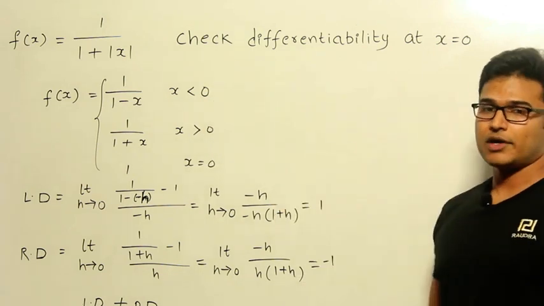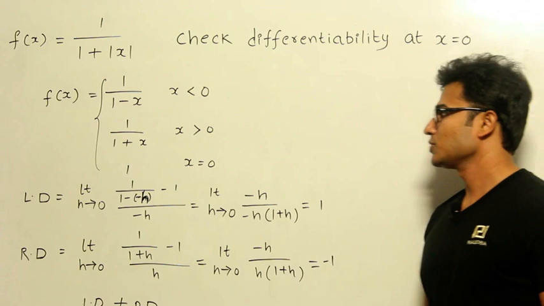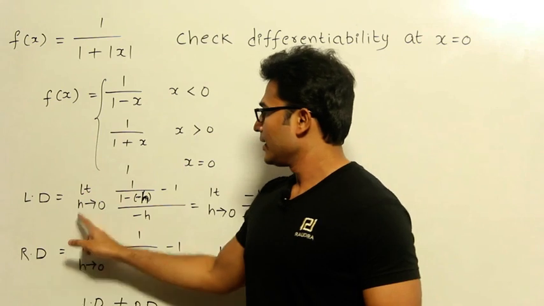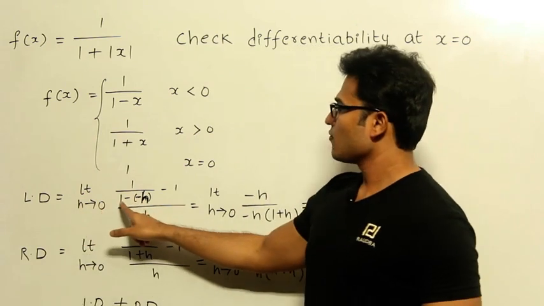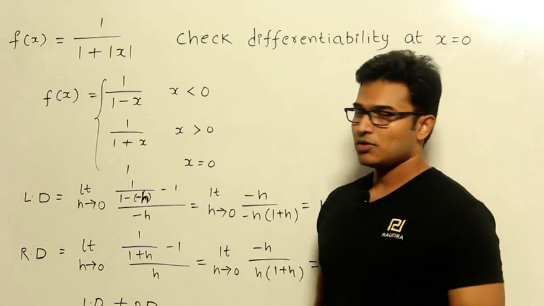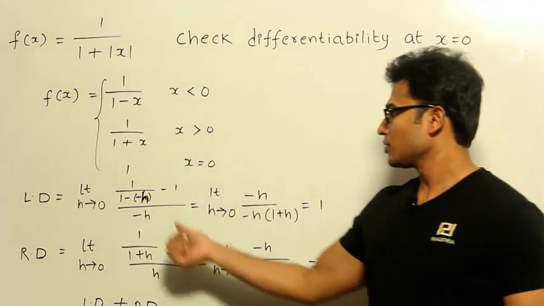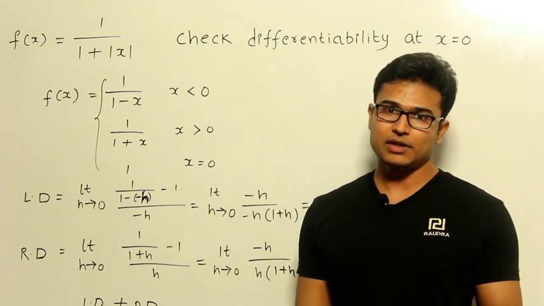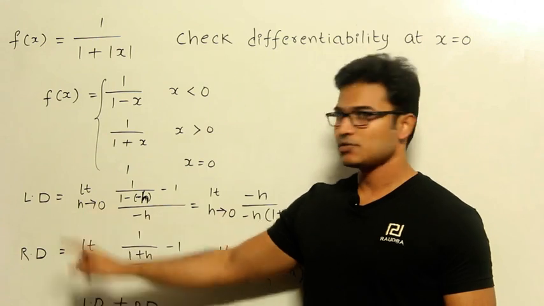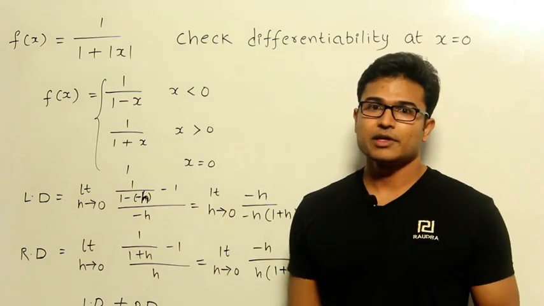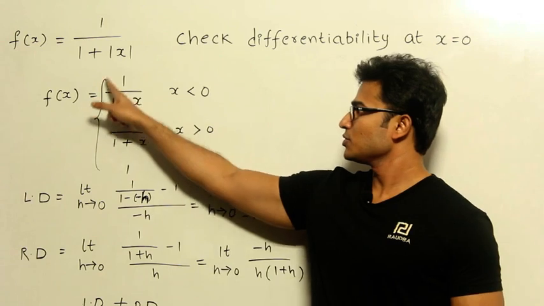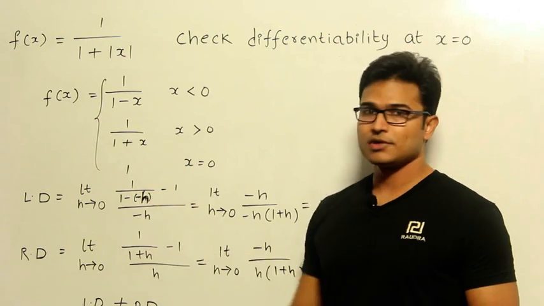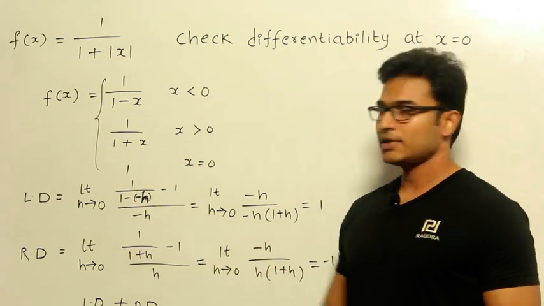Now let's find out the left derivative and the right derivative. The left derivative is the limit h tends to 0, where h is a small positive number. Whenever you are talking about the left derivative, you are talking about the function as f of 0 minus h, which means f of minus h, a negative number. Why? Because h is a small positive number, so minus h is a negative number. Whenever you are talking about a negative number, you are supposed to use this function. In place of x, I am going to substitute minus h. So I am going to get 1 plus h here.